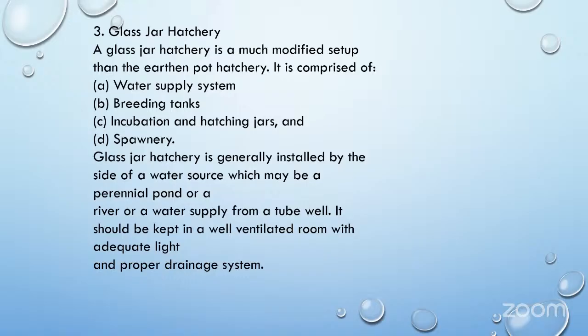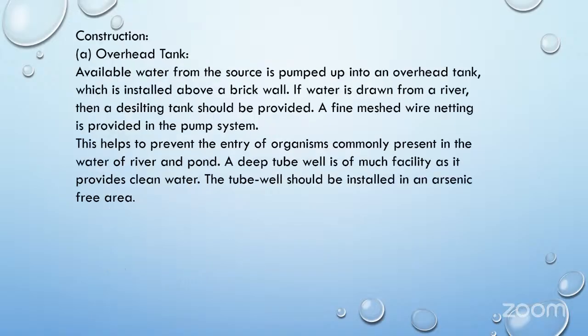A glass jar hatchery is generally installed by the side of a water source, which may be a perennial pond, a river, or a water supply from a tube well. It should be kept in a well ventilated room with adequate light and a proper drainage system. Now, how to construct this.